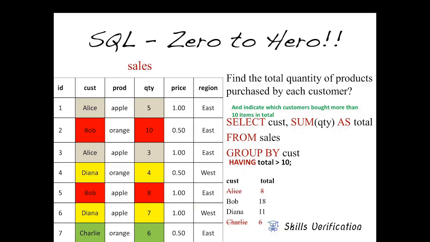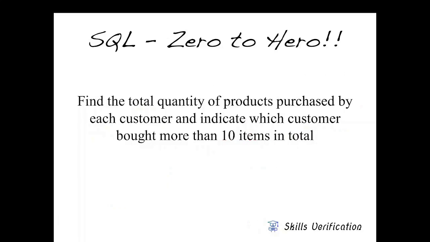Always look out for questions that require both: 1. Using an aggregate function in the SELECT statement, and 2. Filtering data after grouping. When these conditions exist, you need to use the HAVING clause, not the WHERE clause. Let's review our question again and learn to identify the key hints. Find the total quantity of products purchased by each customer and indicate which customer bought more than 10 items in total. When analyzing such questions, look for these clues.